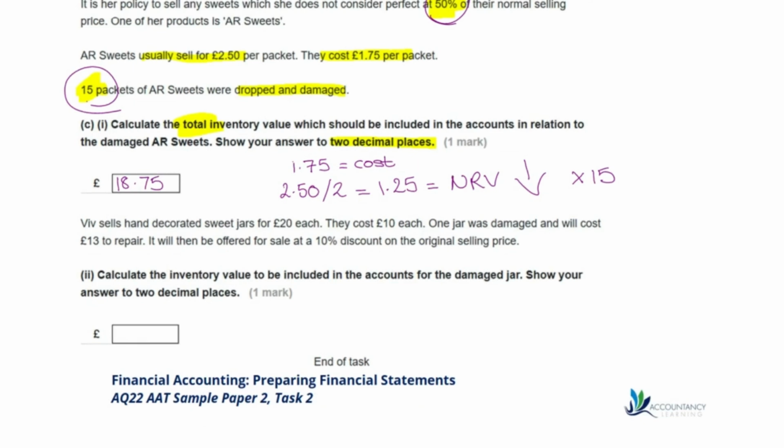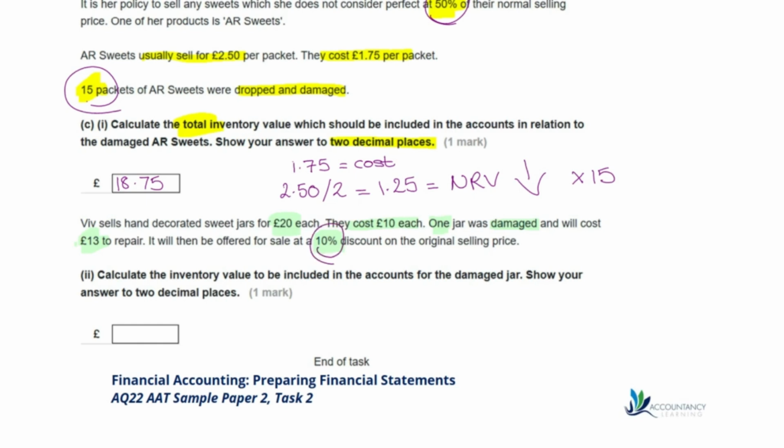Then finally, Viv sells hand-decorated sweet jars for £20 each, and they cost £10 each. One jar was damaged and will cost £13 to repair, and then it's going to be offered for sale at a 10% discount on the original selling price. So what we now need to look at again is our cost and our NRV. So we know what the cost is, but we now need to calculate what our NRV is.